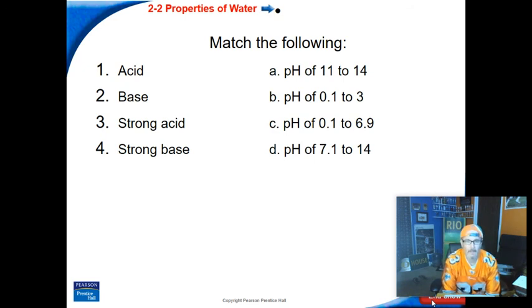Okay. Base, on the other hand, we're talking about anything from technically 7.01 to 13.99. So that's going to be D, 7.1 to 14. Strong acids are going to be the low end of the 0.1 to 6.9. So we're talking 0.1 to 3. And strong bases are going to be from 11 to 14.